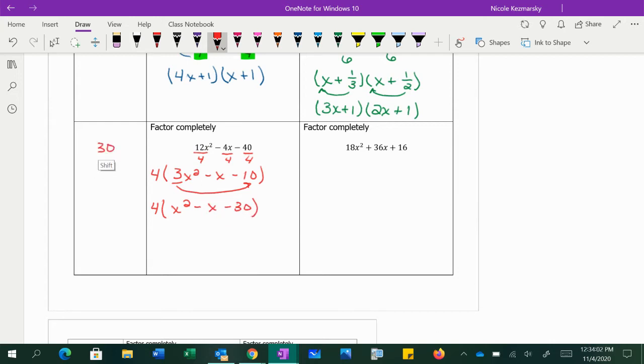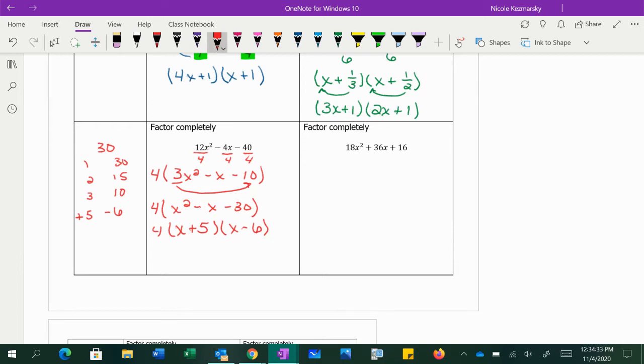I'll do factor pairs for 30. So 1 and 30, 2 and 15, 3 and 10, and 5 and 6. And I want the pair that's going to get me a negative 1. So it looks like negative 6 and positive 5 will get me a negative 1. So I'll go ahead and factor with x plus 5 and x minus 6.